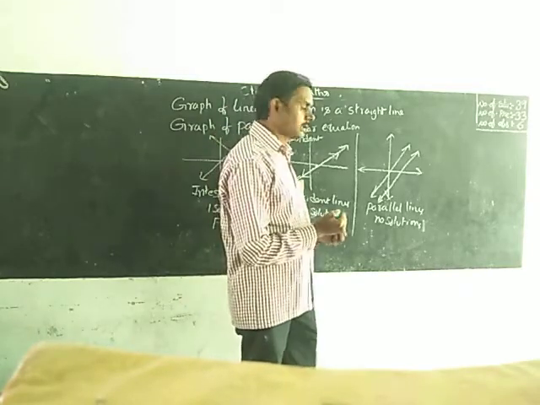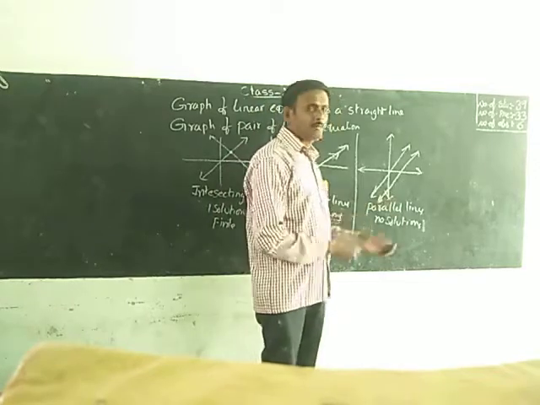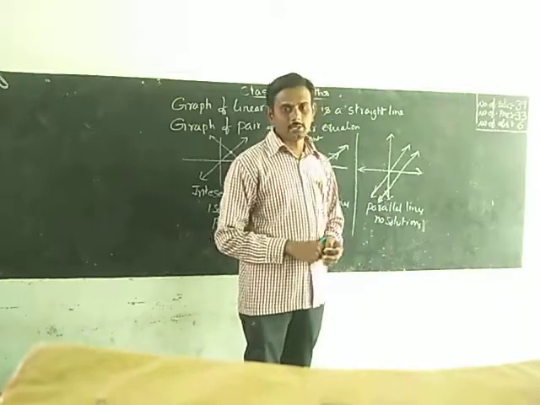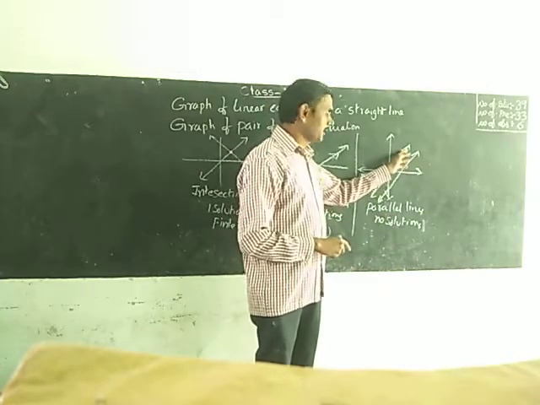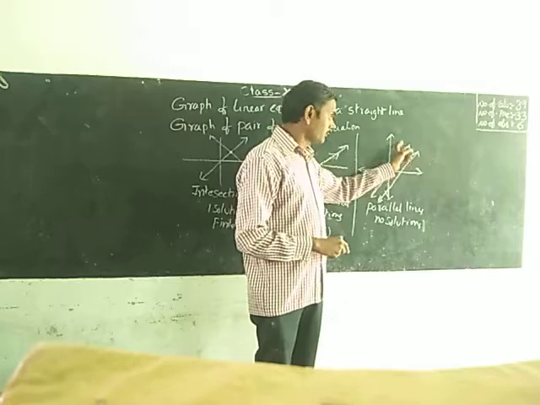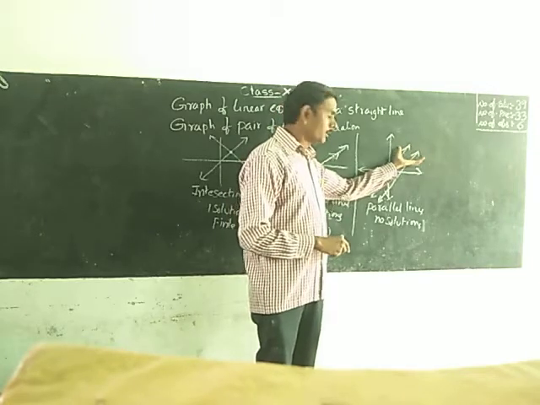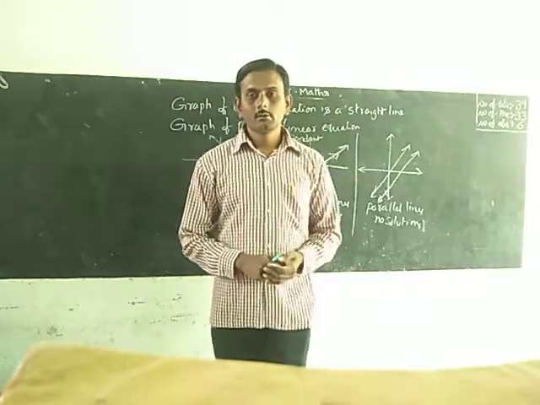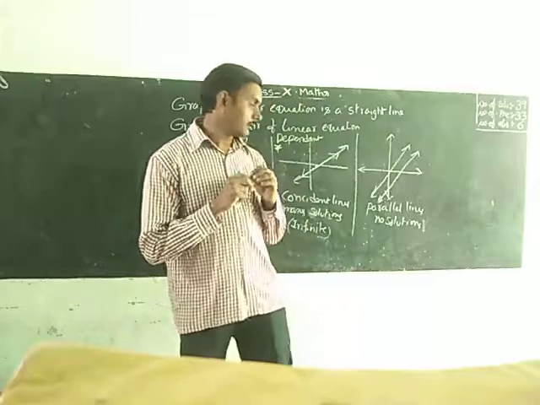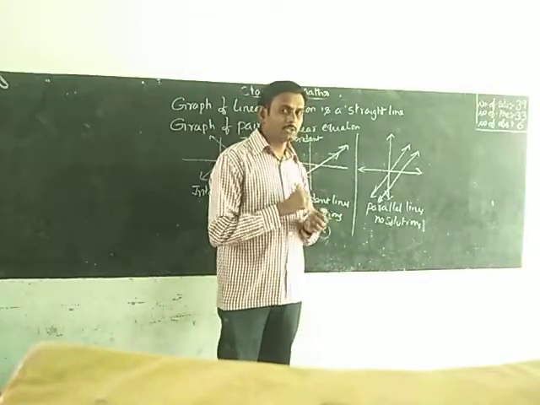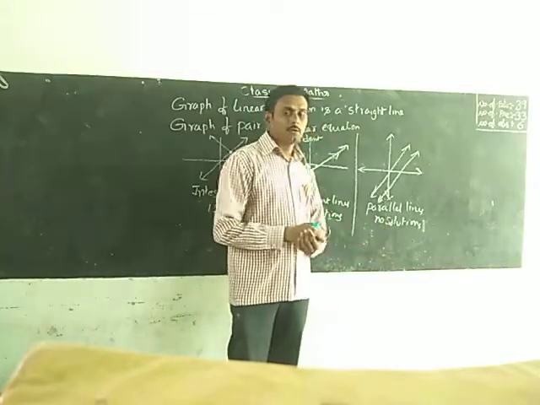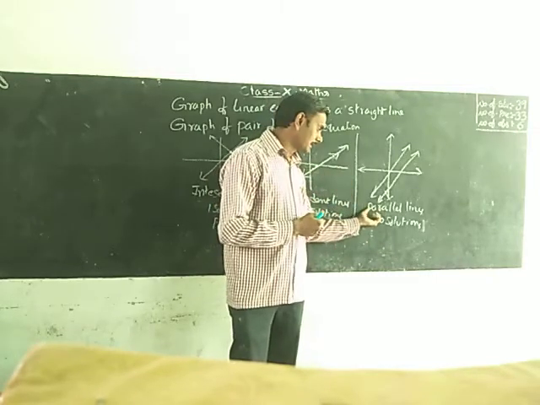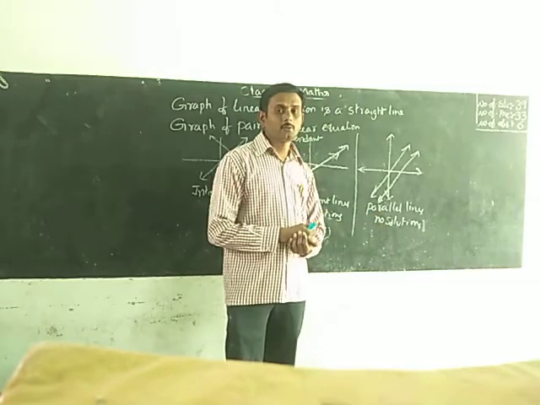Next, the third situation is that they will not meet anywhere. Then those are called parallel lines. Okay, this is one linear equation, and this is another linear equation; both are a pair of linear equations. They do not have a common point and are not intersecting anywhere. Then we can say they are parallel lines, and they have no solution.